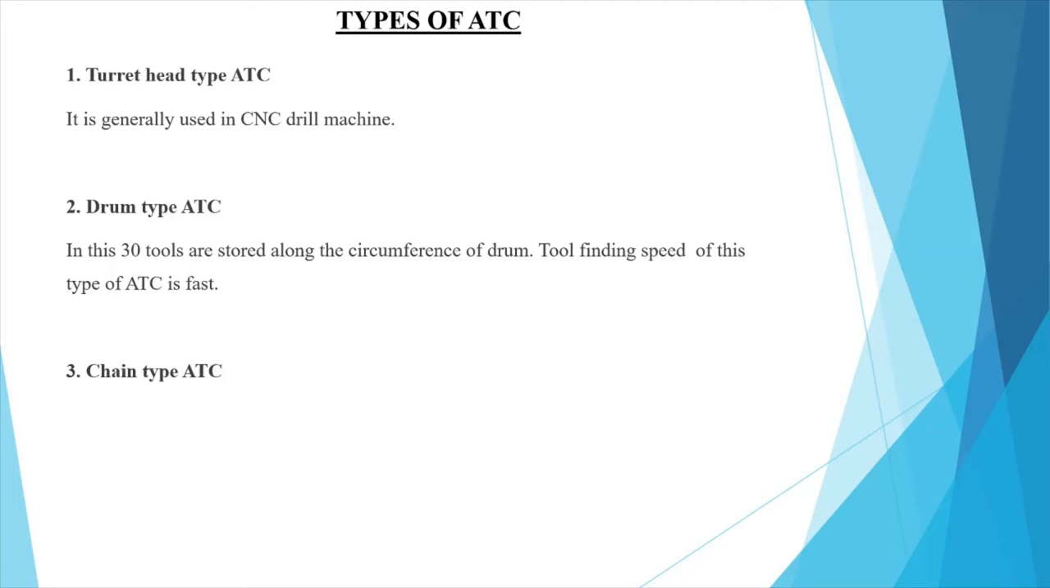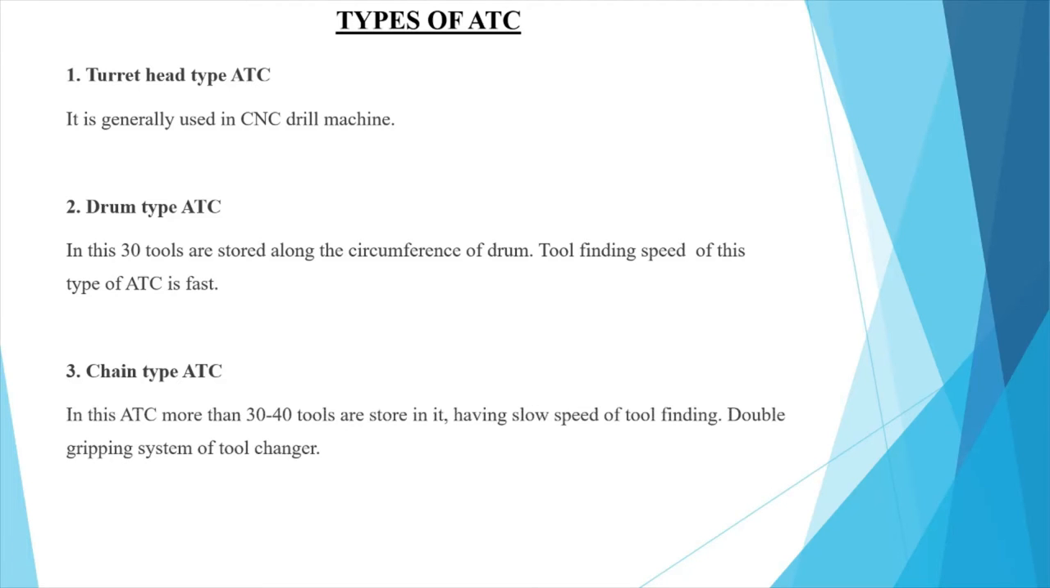Then third type of ATC is chain type ATC. In this ATC, 30 to 40 or more tools are stored in it, having slow speed of tool finding, and a double gripping system of tool changer. So these are some types of ATC. Now we see the figures for ATC.